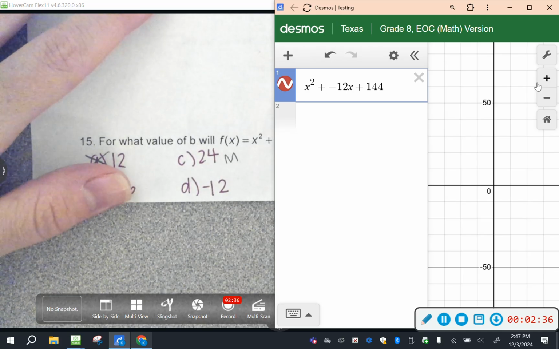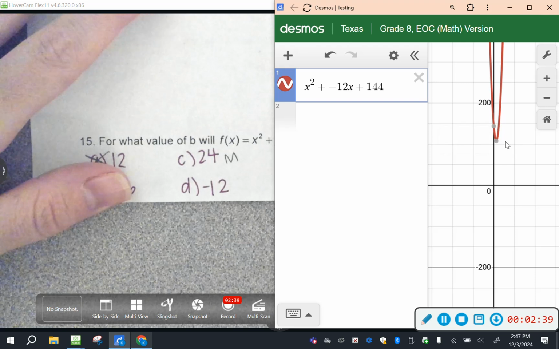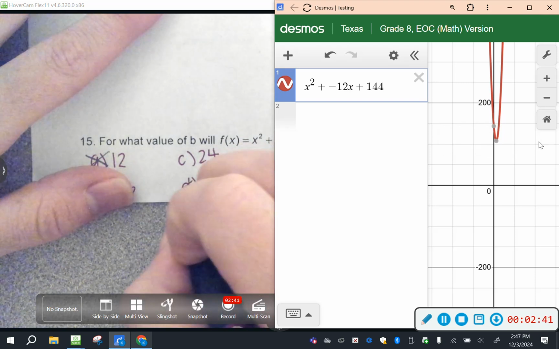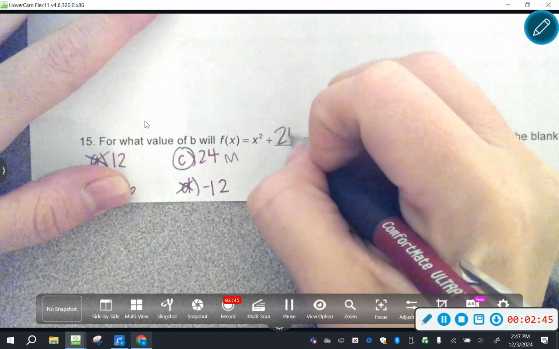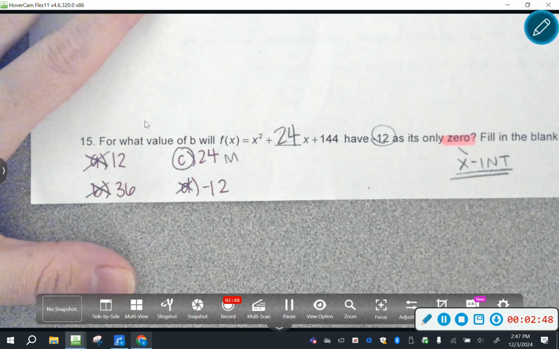I don't see anything. I zoom out, and there's not even an x-intercept there. So my answer would be C. 24 would be the b value that I would fill in for negative 12 to be the only zero.